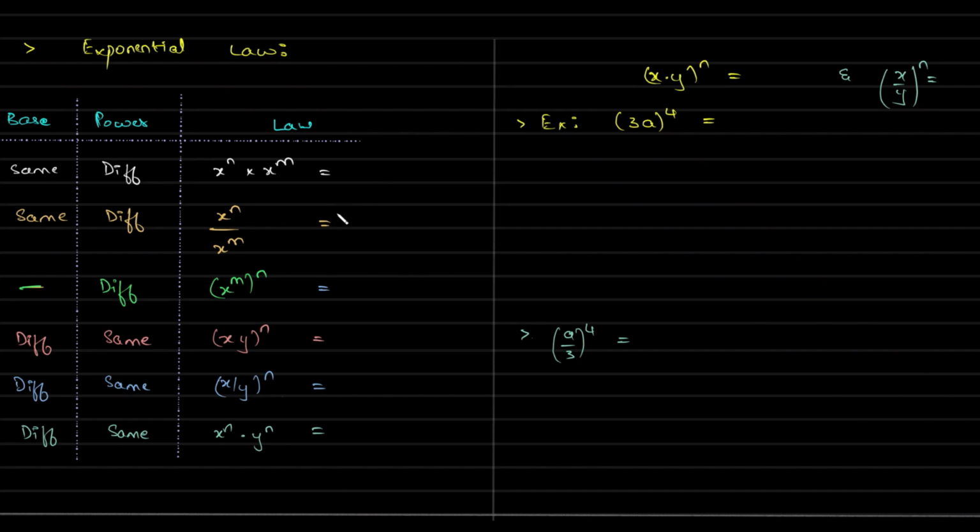Last few things, we're almost done with exponents. So let's recap. When we have the same base with same or different powers, we have x to the power of n plus m. Same base with the same or different power, when we have division between them, it is subtraction of the powers. So the base is a single one over here. With different or same power, we have x to the power of n into m.